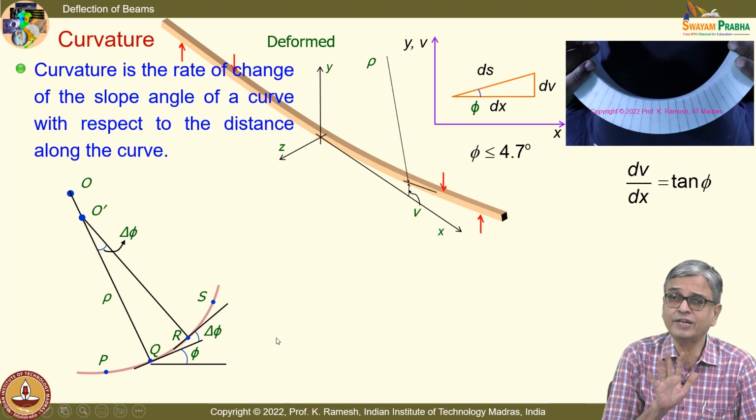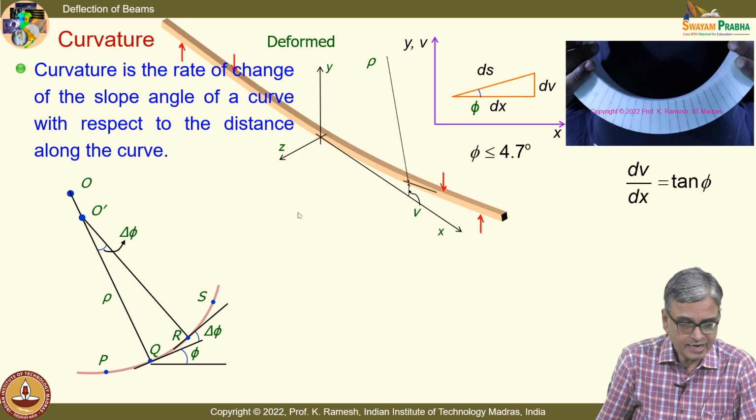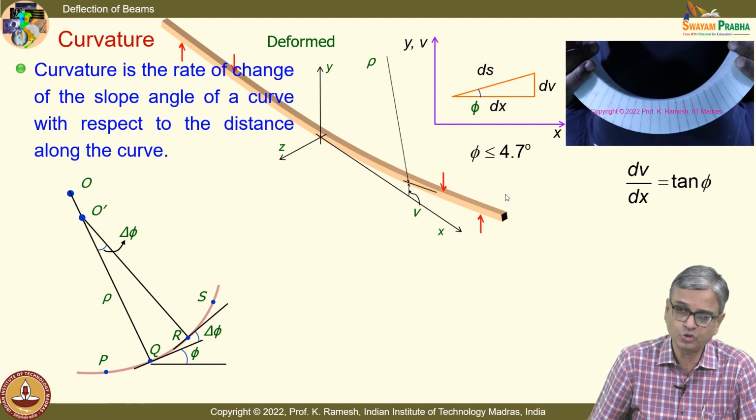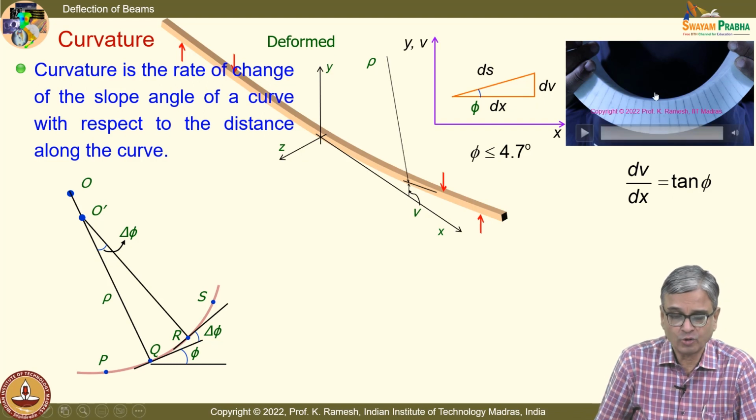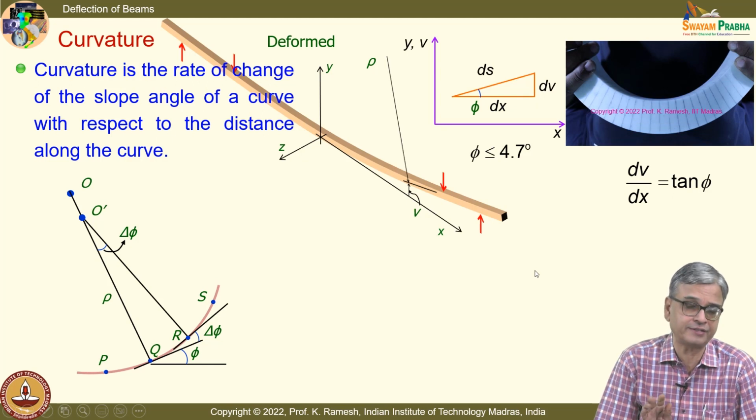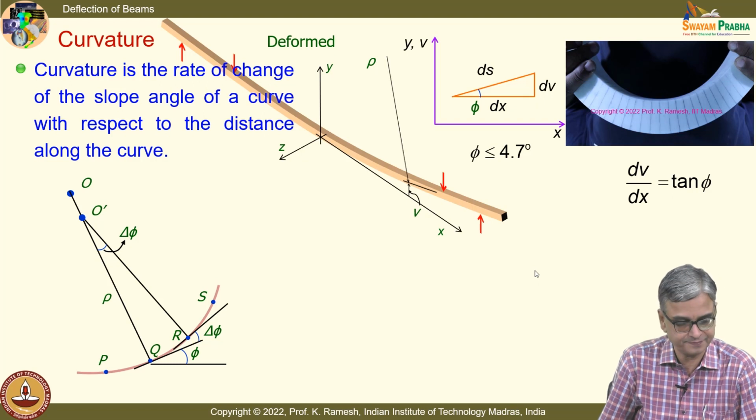These are all shown exaggerated for you to easily visualize. And it is also said that whatever discussion we are going to do is valid if the angle phi is less than 4.7 degrees. You should not lose track, but whatever deformation I show, they are all large deformation for you to comprehend the nature of deformation clearly.